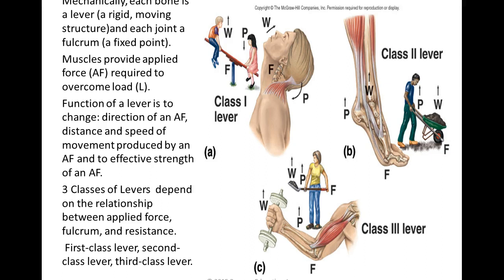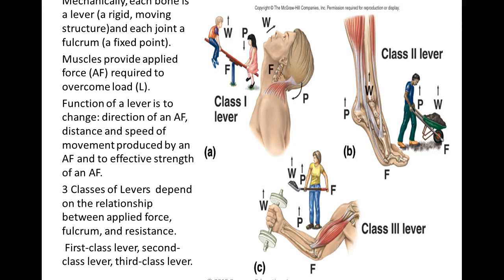The center is the fulcrum, and that fulcrum is between the applied force and the resistance. So the fulcrum is between the applied force and the resistance in first class. Second class is like a wheelbarrow. And with that, you have the center of resistance between the applied force and the fulcrum.